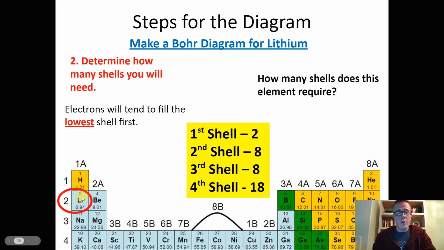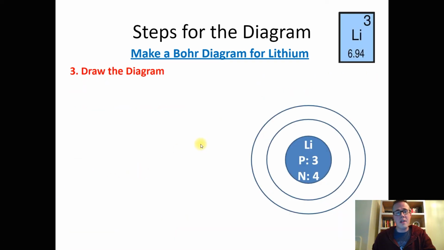In the second row of the periodic table, if you count across, there are 8 elements, just like there are 8 electrons that can go in the second ring. Same for the third row, 8 and 8. And same for the 4th row. So for lithium, we're only going to need 2 shells because it's in the second row. Now we just make our diagram.